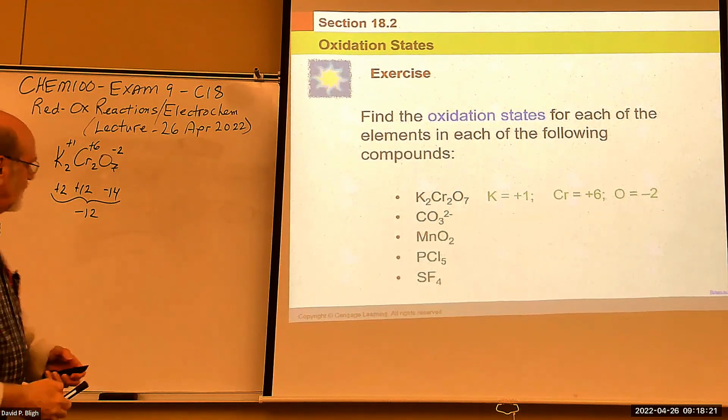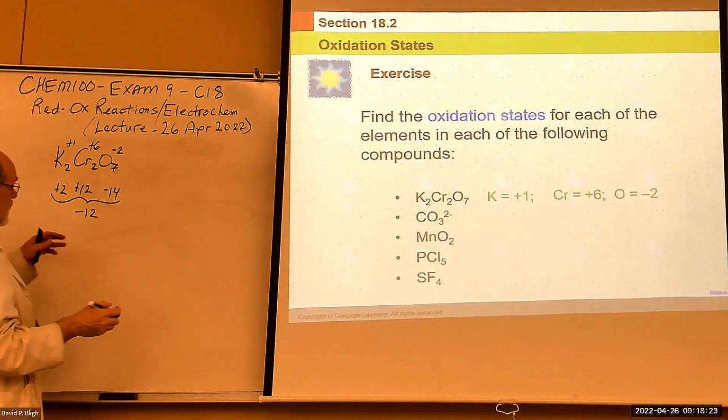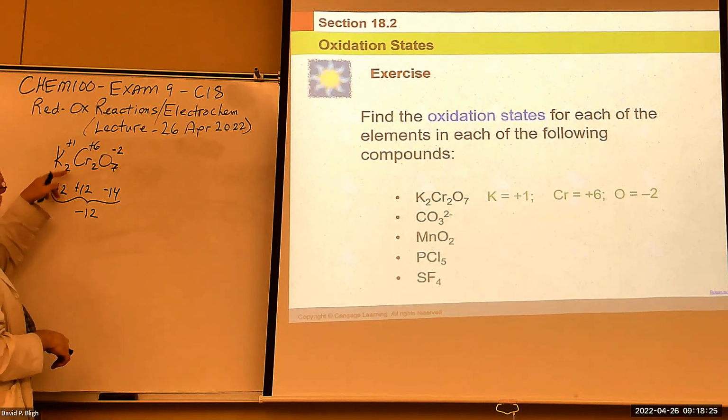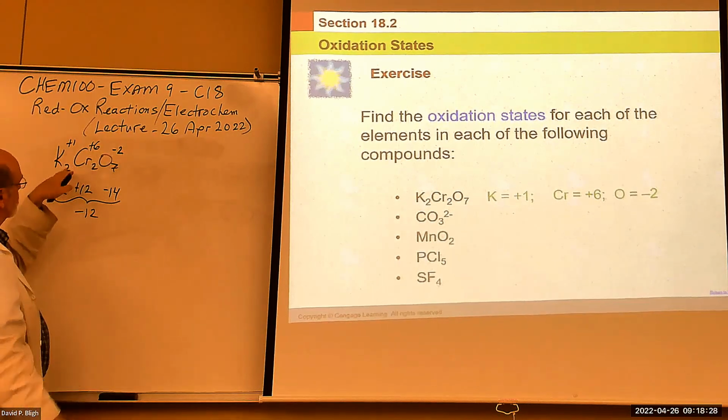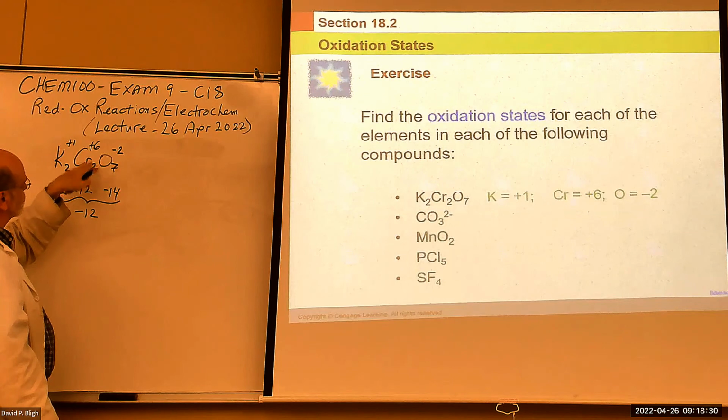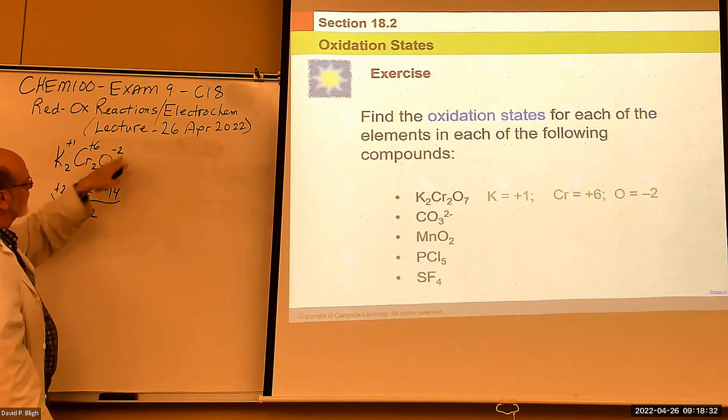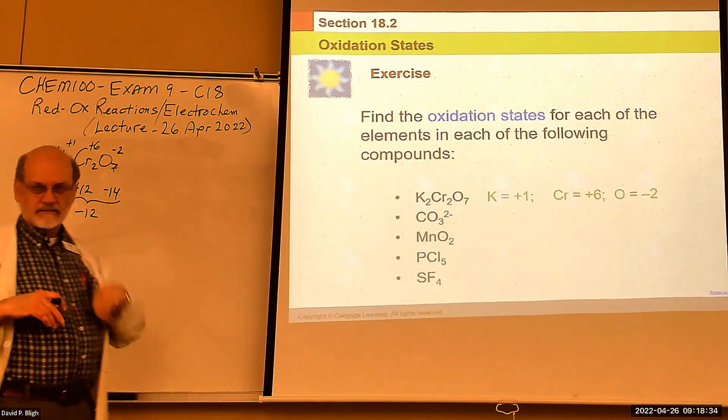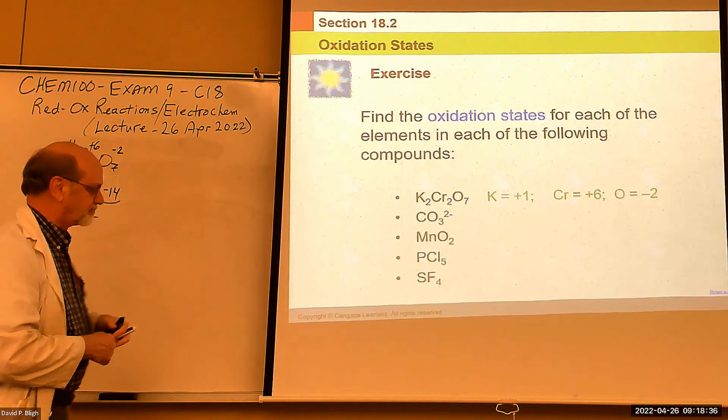Okay? And you can check yourself to see if they all add up. +2, -14, let's see, +2 and +12 is a +14, -14, we balance. That's neutral.